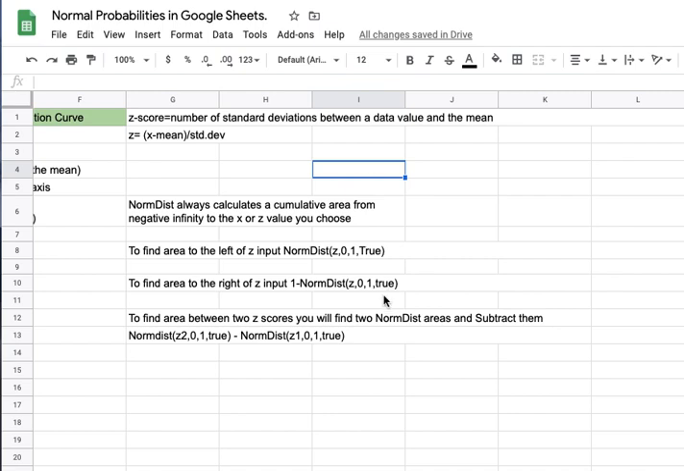Other question you could be asked, find the area between two z-scores. To do that, you would need to calculate 2 normal distribution areas, and then you would subtract the larger area minus the smaller area. So NORM.DIST, z2, your larger z-score, 0, 1, true, minus NORM.DIST, z1, the smaller z-score, 0, 1, true.